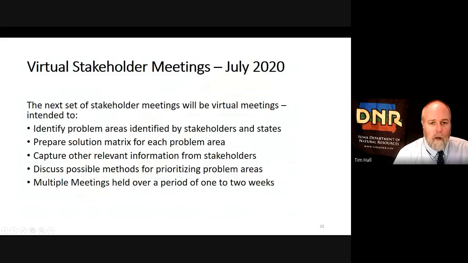And then we're going to want to talk about how we might prioritize problem areas. If we have 40 problem areas, we might be able to develop solutions and have the Corps work on solutions for 10 of those. Well, how do we figure out which 10 we want to address first? So we're going to have to talk about prioritization. We're going to hold multiple meetings, probably 3 or 4 virtual meetings over the span of a couple of weeks, where everyone will be able to provide input and engage in an actual discussion back and forth as best as we can online to collect all that information.